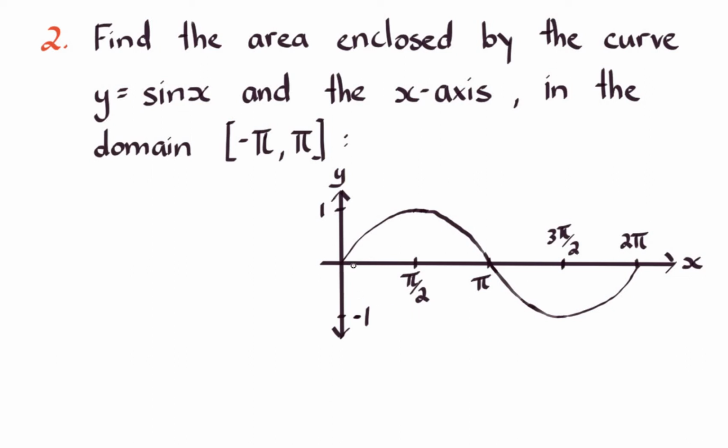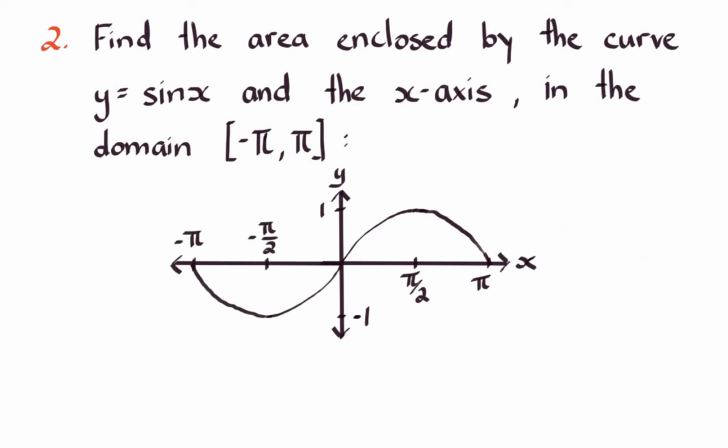It's like one revolution around a circle in terms of an angle, 0 to 2 pi, or 0 to 360. So this is our sine graph for 0 to 2 pi, but we actually want to focus on minus pi to pi. And so here we go. So we are after this area.